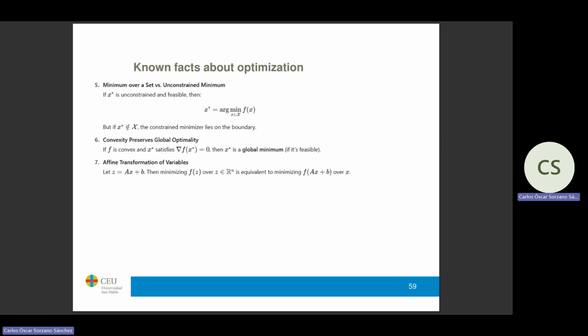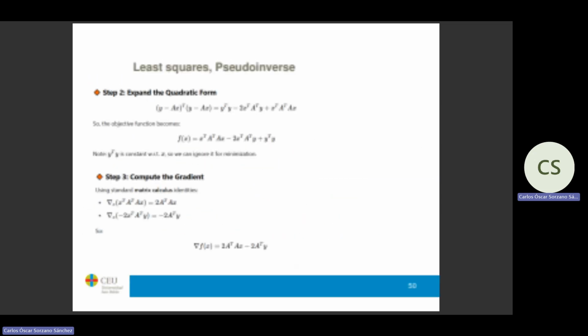Let's compare the minimum with constraints and without constraints. Say we have the unconstrained problem, and we find the minimum, but the minimum is not in the feasible set. When you look at your constraints, the minimum of the function is not within your constraint set. So the constrained minimizer lies on the boundary. This has appeared already multiple times.